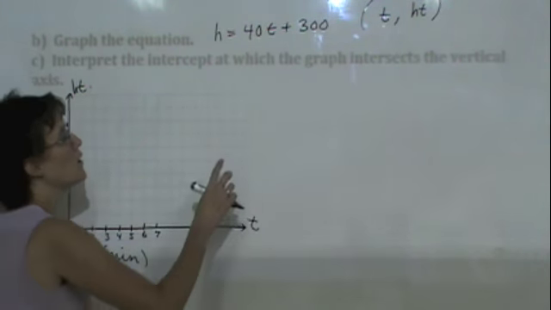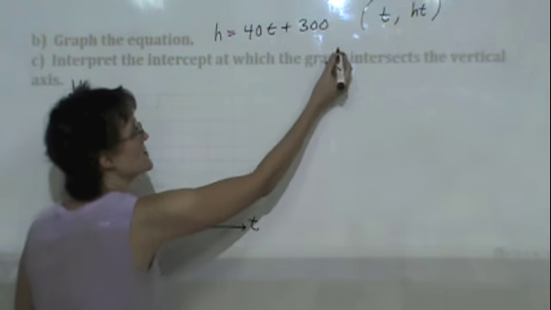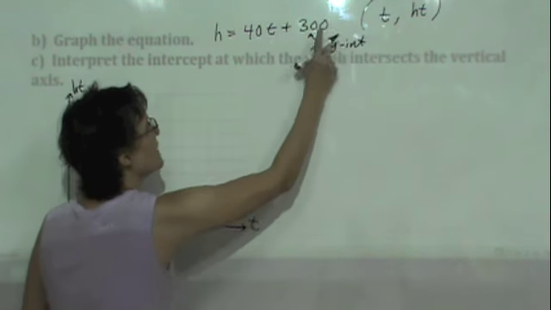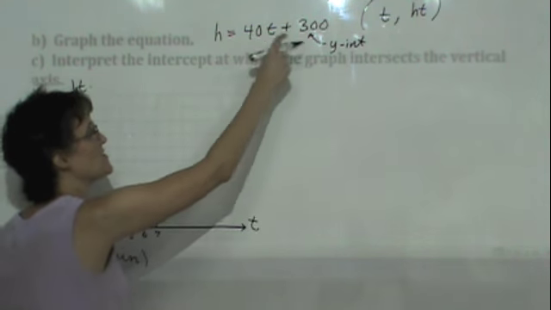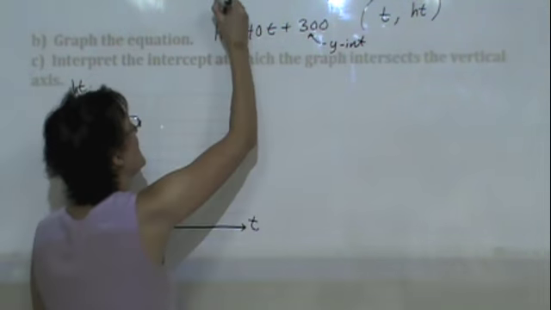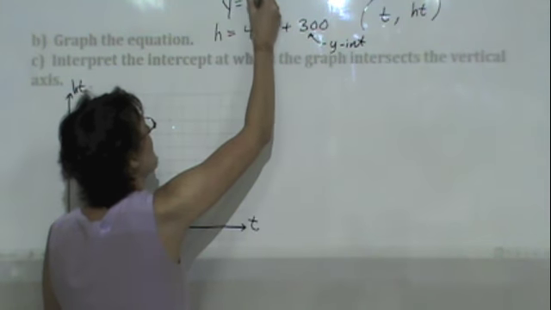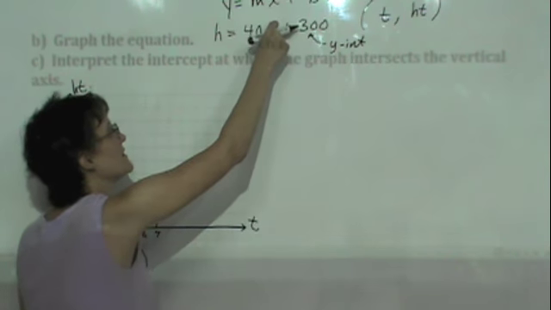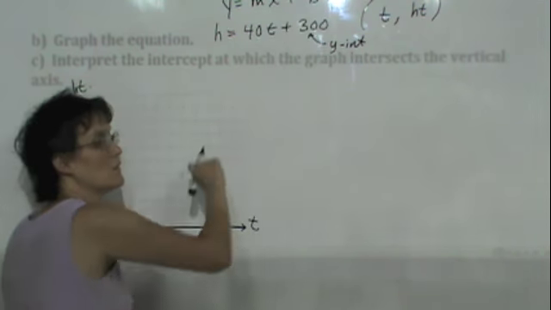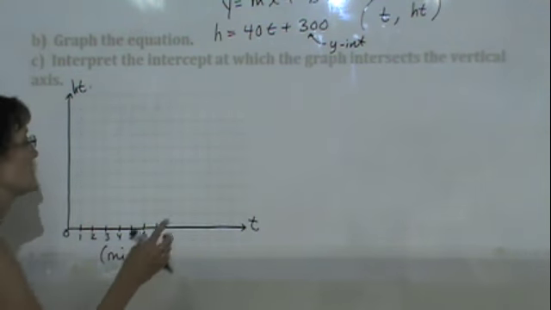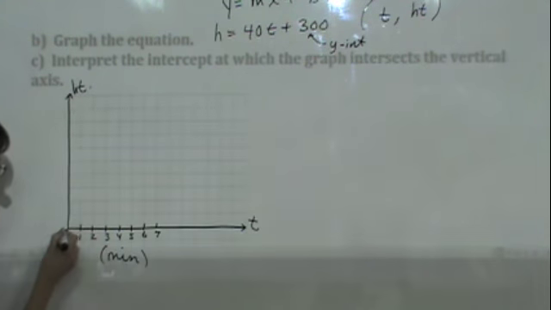And then this is our y-intercept, okay? Remember when there's no letter, there's a t here, there's an h here, this is a constant. That means that is the y-intercept. This is in the form y equals mx plus b. We're just using x and t, and then you have your y-intercept is 300. So that's 300. So we're going to figure out what we're going to do here.